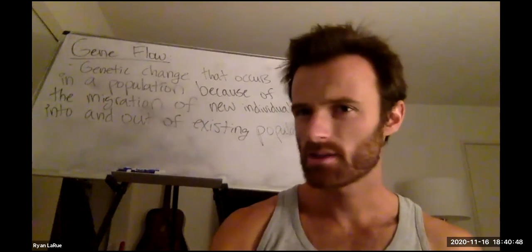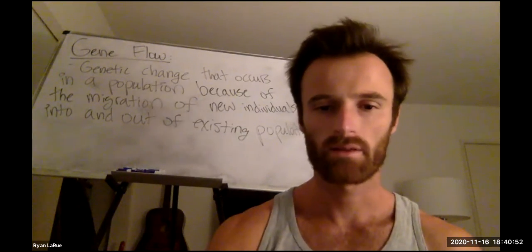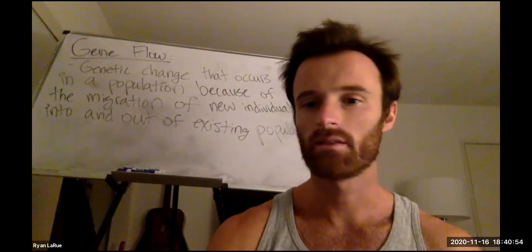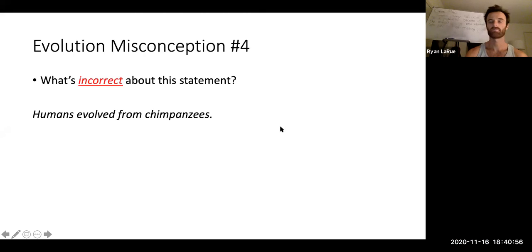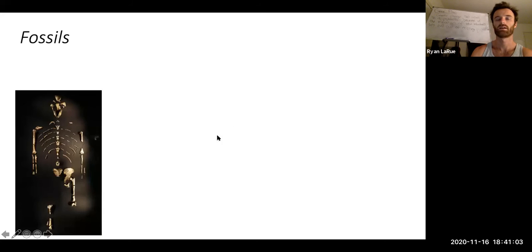So with how much time do we have? 10 minutes. So let's see how far we can get. Just want to talk a little bit about the evidence for evolution. What evidence supports this theory by common descent? Fossils. Let's keep that up for a moment. So let's define fossils.